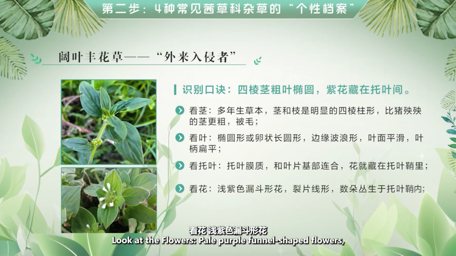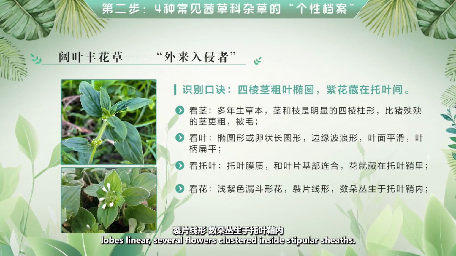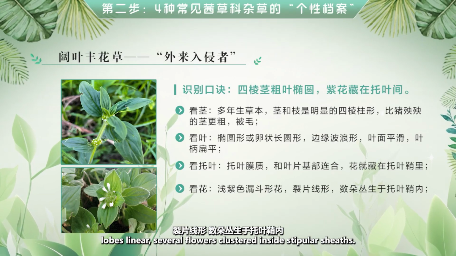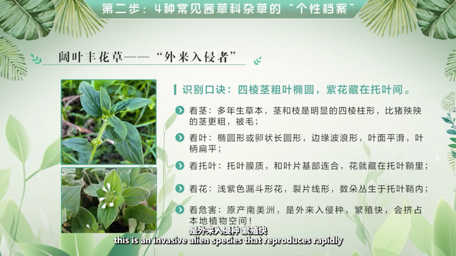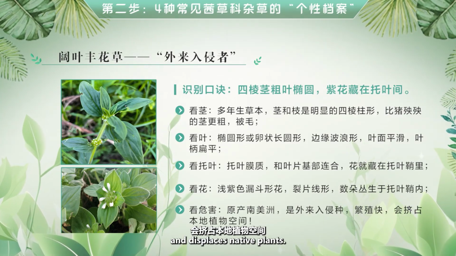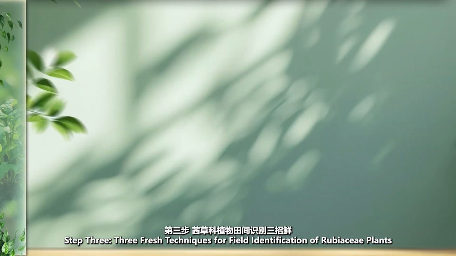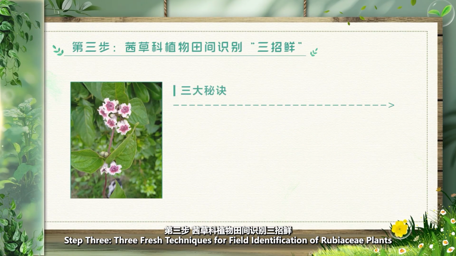Look at the flowers. Pale purple funnel-shaped flowers. Lobes linear, several flowers clustered inside stipular sheaths. Look at the damage. Native to South America, this is an invasive alien species that reproduces rapidly and displaces native plants. Step 3. Three fresh techniques for field identification of Rubiaceae plants.